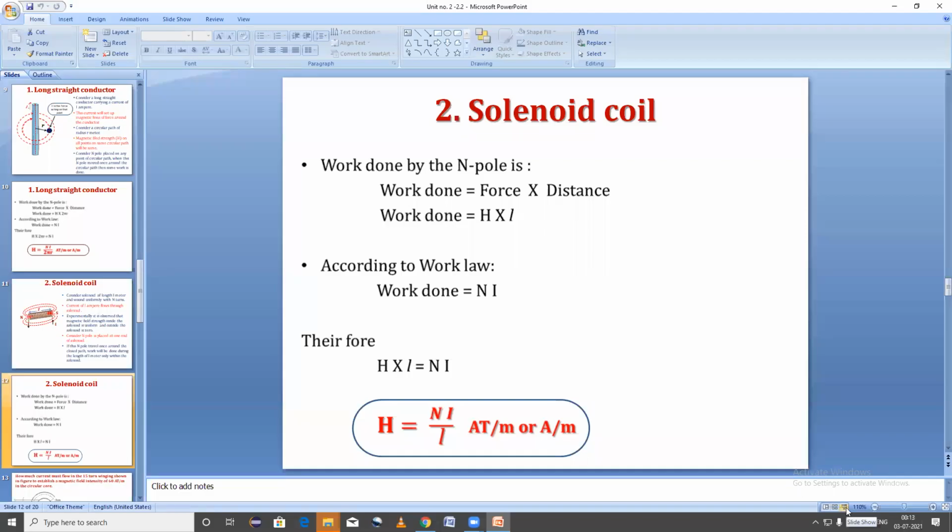So I think in the previous session we discussed the important thing. Let me write down what we discussed in that previous session. Number one is force acting on a current carrying conductor placed in a magnetic field.